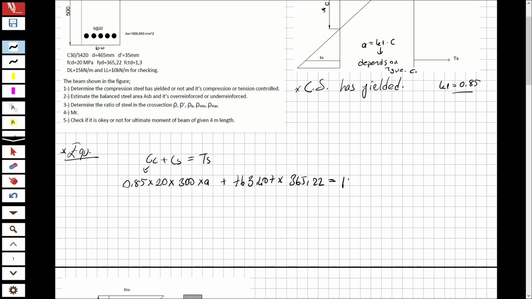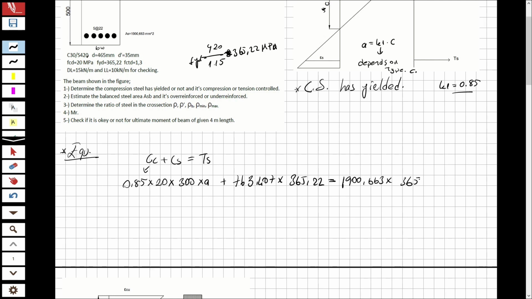the TS. What is TS? TS is the area of the bottom steel. What is the area of steel? 1900.663 multiplied with FYD. What is FYD? The design strength of the bottom steel. It is the same for both. You can see 420, if you remember, 420 over 1.15, FYD equal to 365.22. It comes from here, so you know it. I didn't need to write it.